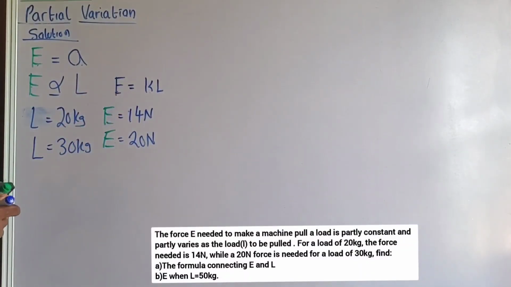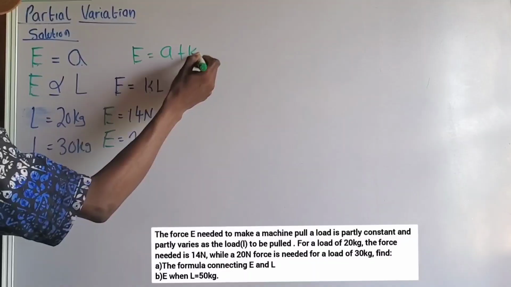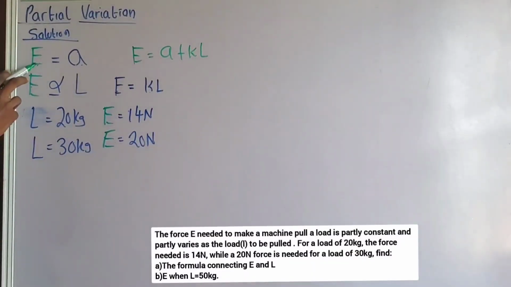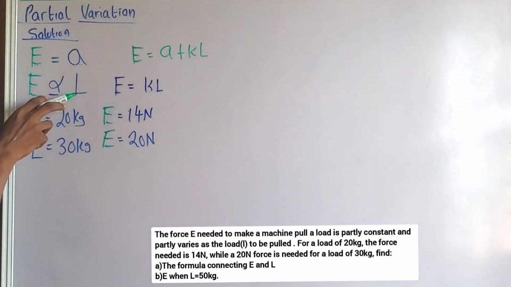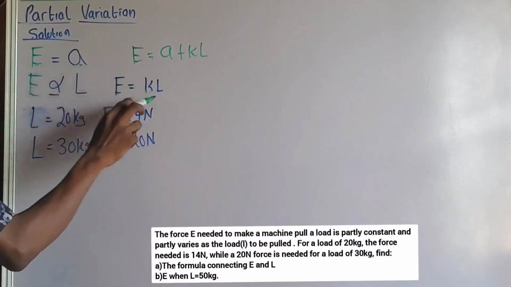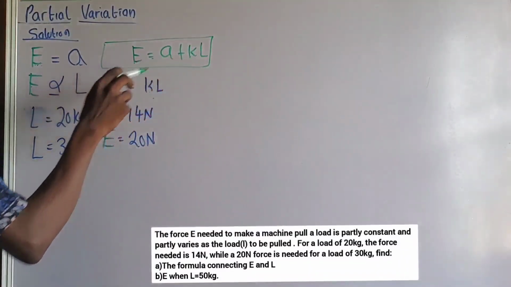If I want to write a single expression for the effort or the force, I'm going to have E equals A plus KL. Listen to the explanation again. The force is partly constant. I said let the constant be A, and it partly varies as the load to be pulled. So if I want to write a single expression for the force, E is equal to the sum of this and this. Now we need to calculate the value of A and K.